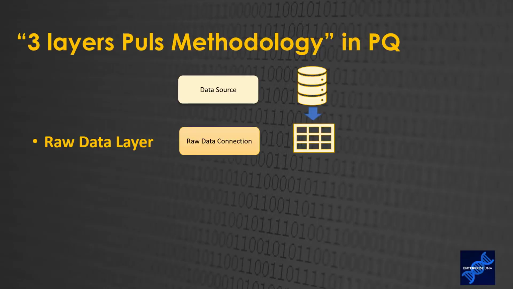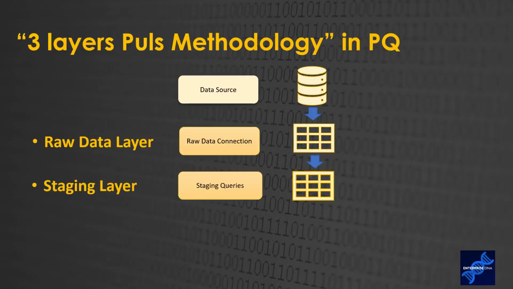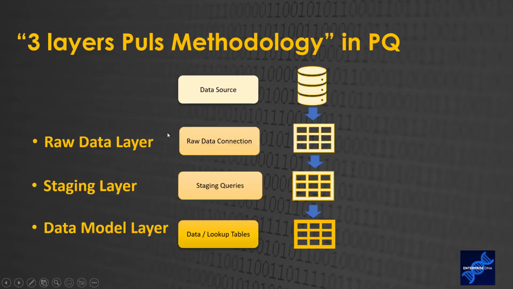As I said, the first layer is the raw data connection, where for each data source you are building a query and not loading it into the data model. The second layer is the staging queries layer, where you can reference the initial query, the raw data query, and build your own staging tables. And the third layer is the data model layer, where you keep only what you need to load in the data model, and this is the only one where you enable load into the data model.